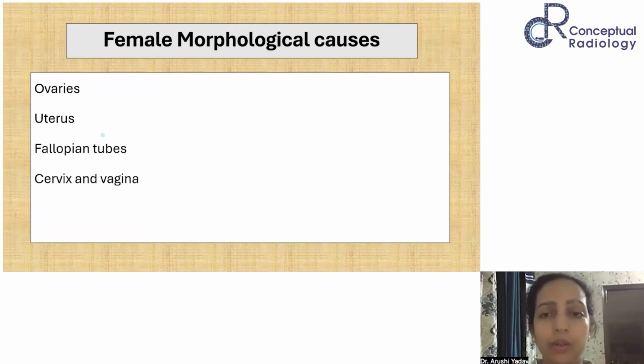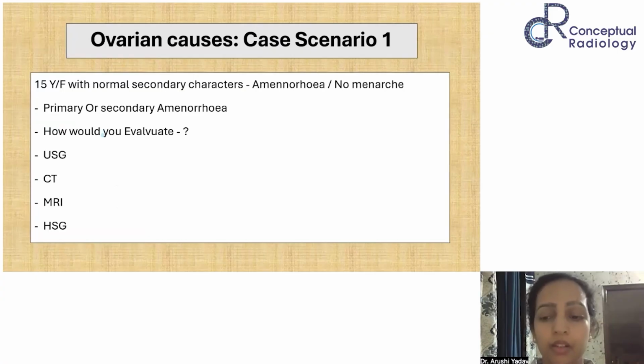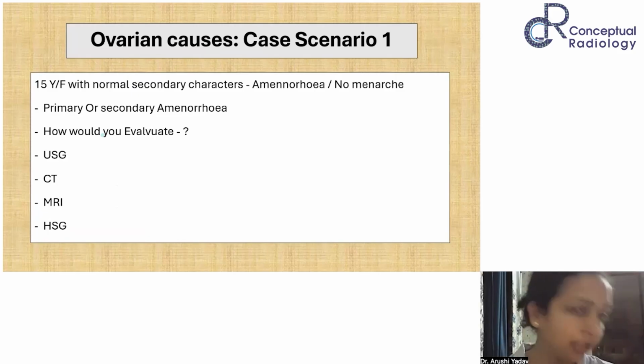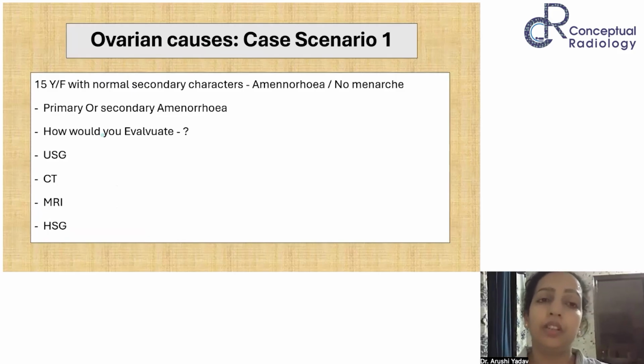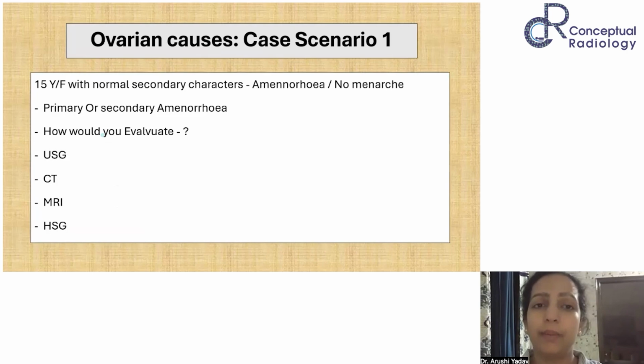What today we are going to discuss is about the ovaries, and we are going to go ahead with the case scenarios, right? So specifically, we are going to talk about the ovarian scenarios which cause infertility, and which could be diagnosed on imaging, which are radiologically important for which the patient might come to us. So we are going to go ahead with case scenario one, and we have a 15-year-old female patient with normal secondary sexual characters, but she complains of amenorrhea, she has not achieved menarche yet.